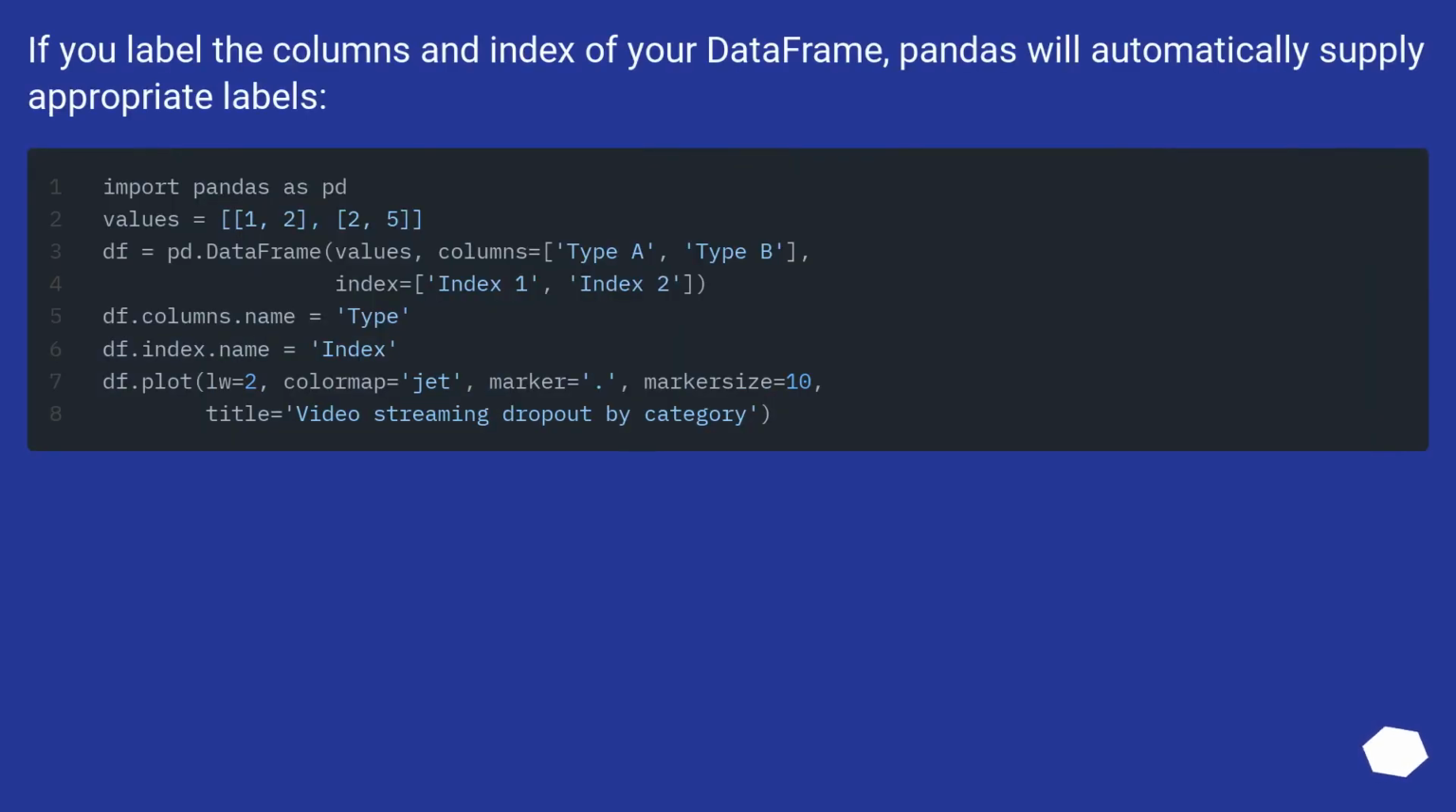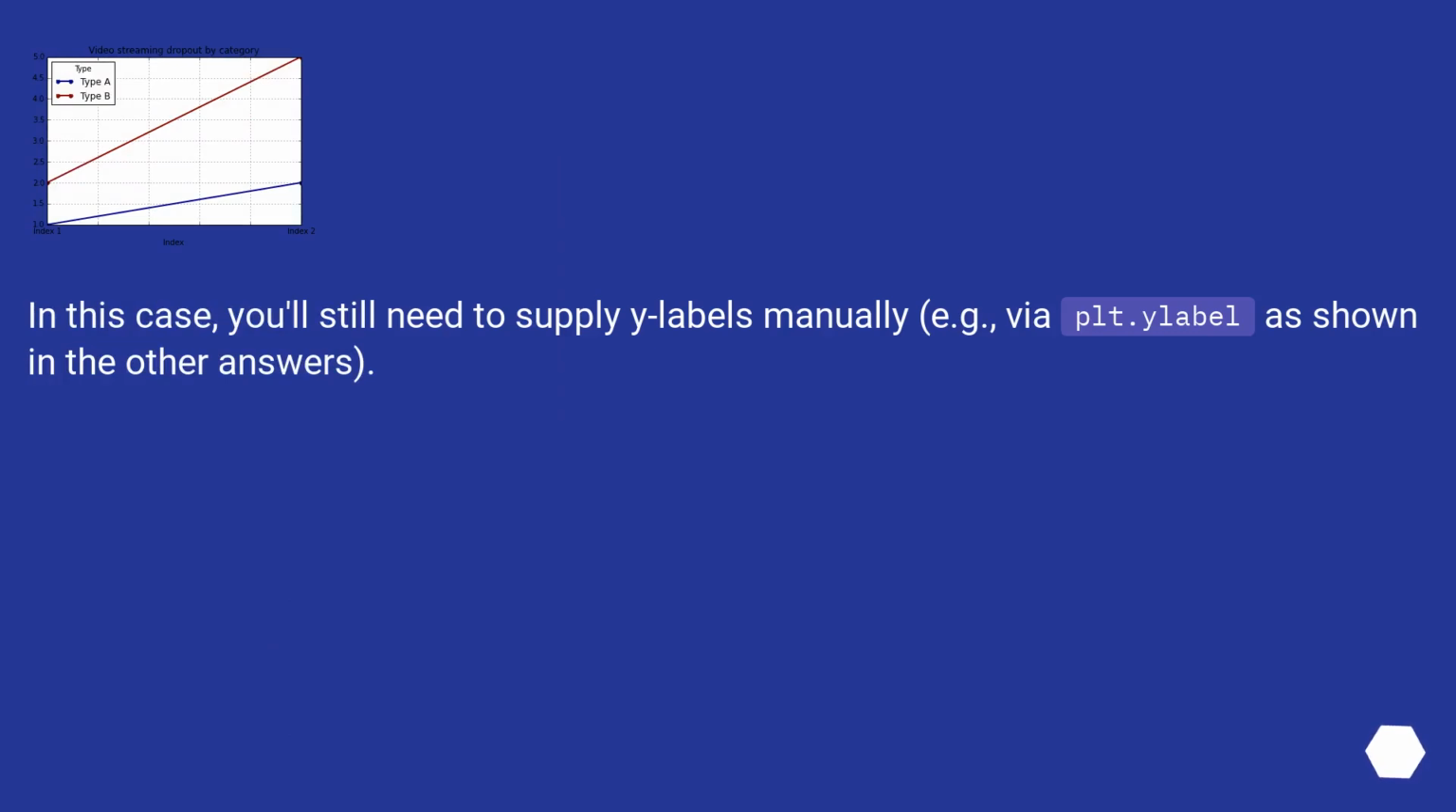If you label the columns and index of your data frame, pandas will automatically supply appropriate labels. In this case, you will still need to supply Y labels manually, for example, via plt.ylabel as shown in the other answers.